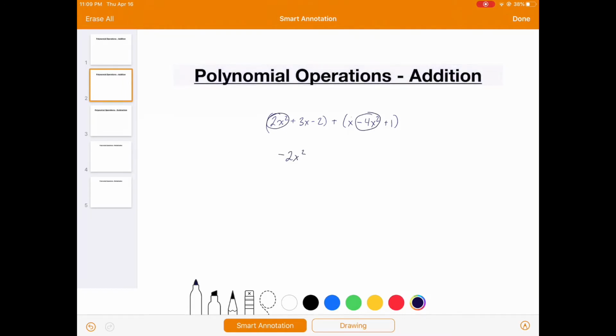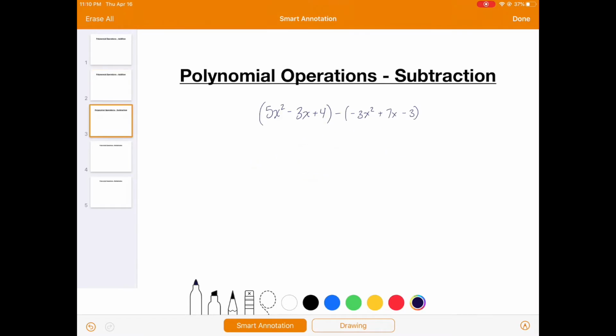I'm putting together my x's, so I have a positive 3x and positive 1x. That gives me positive 4x. And then I have negative 2 and positive 1. Put those together and you get negative 1. And that's your answer. So I think addition is going to be the easiest one. Really, you can just look at your like terms, put them together, see what you get. What you want to be careful of is when you have a subtraction problem.